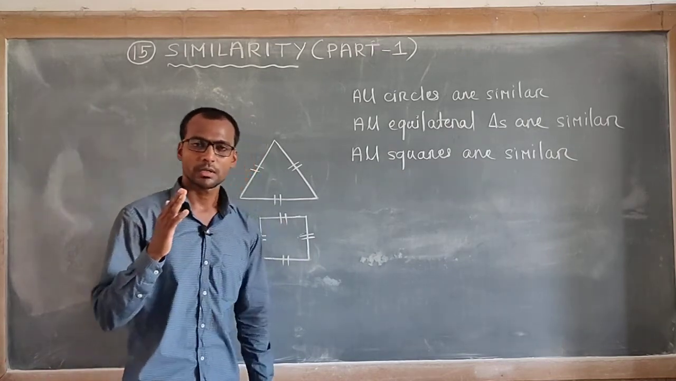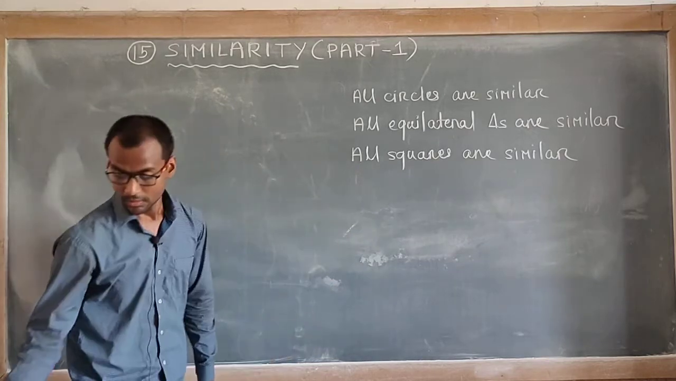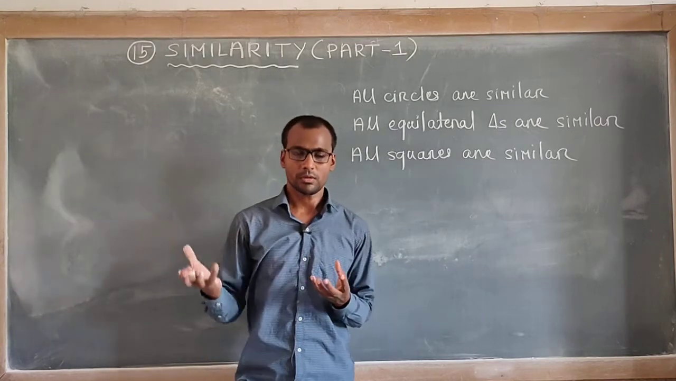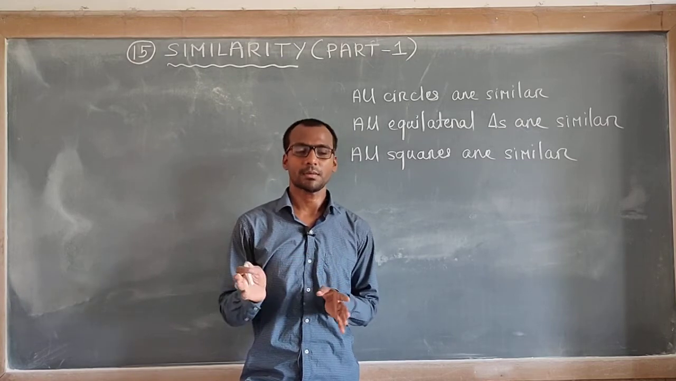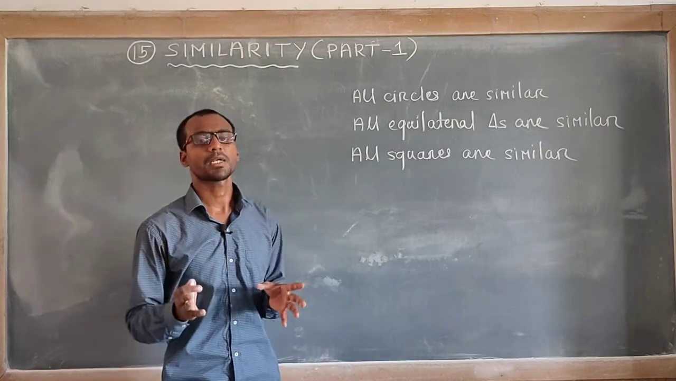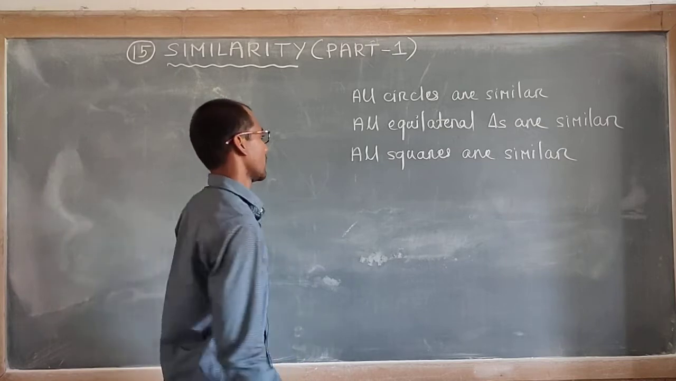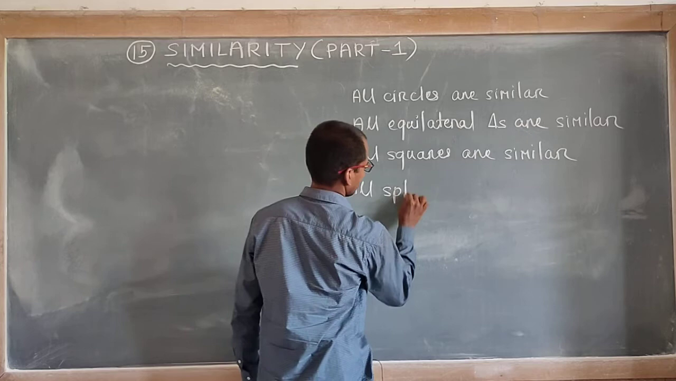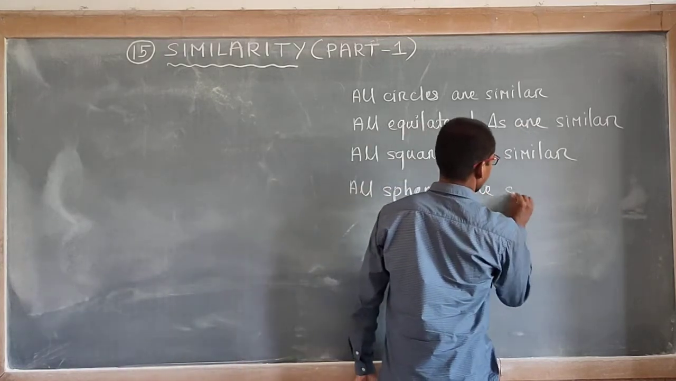Now let us move to solids, 3D. If you compare a tennis ball and a football, both have the same shape. The size may be different, but the shape is same. Both are spherical in shape, so we can say they are similar. So remember, all spheres are similar.